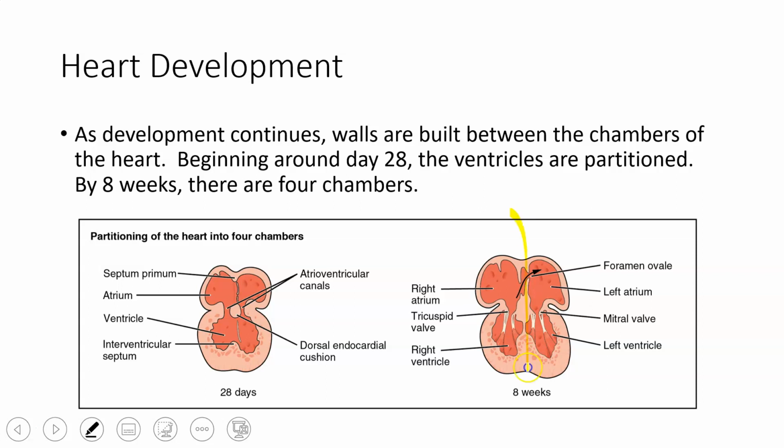Walls partition off the chambers. Day 28, the ventricles partition. Then you see four fully formed chambers.